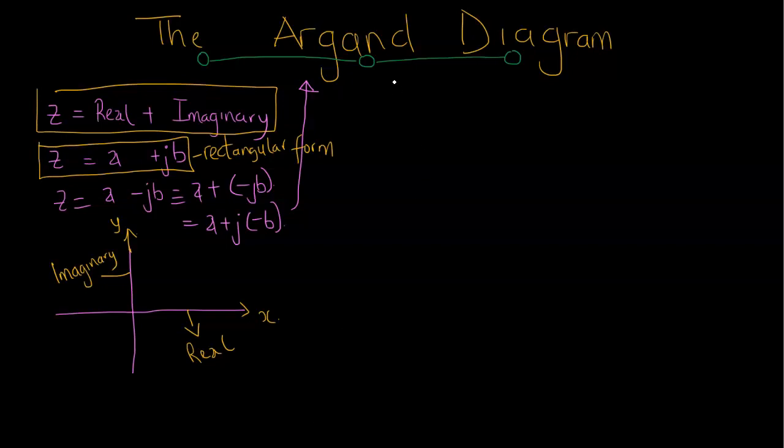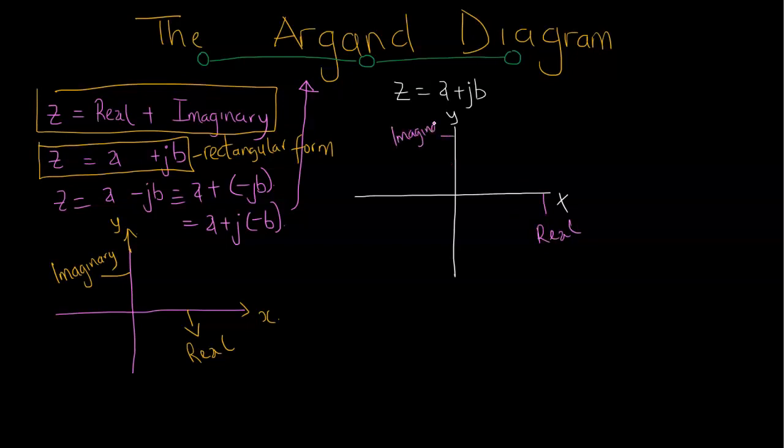Thus, to plot z equals a plus jb on the Argand diagram, I'm just going to have my traditional y and x axis, but now I'm not going to call it the x and y axis. I'm going to call x the real axis and y the imaginary axis.